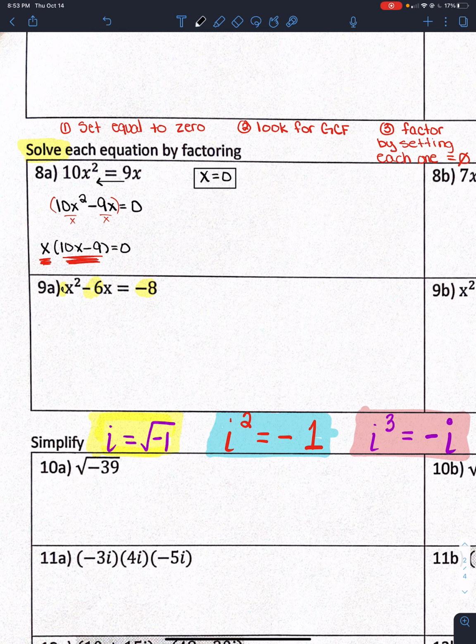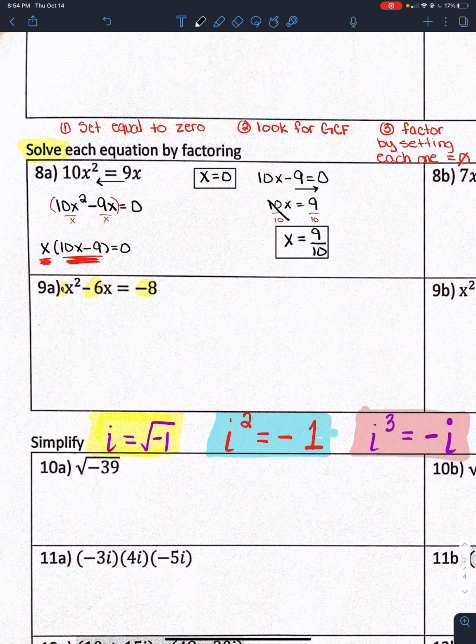Okay. Now I also have to do 10x minus 9 is equal to 0. Add 9 to both sides. So then we have 10x equals positive 9. Divide both sides by 10. These cancel out. So we have x is equal to 9 over 10. Okay, those would be my two solutions when they ask me to solve it.